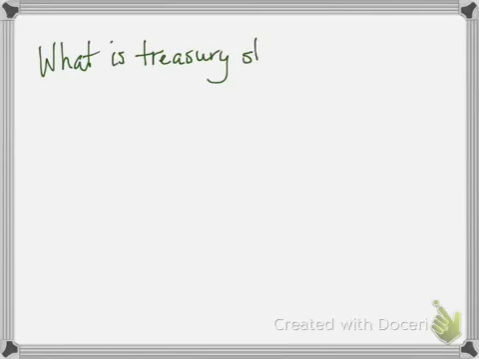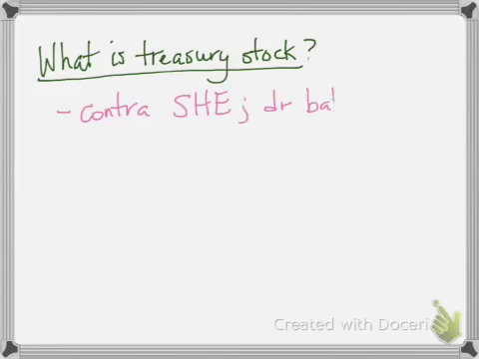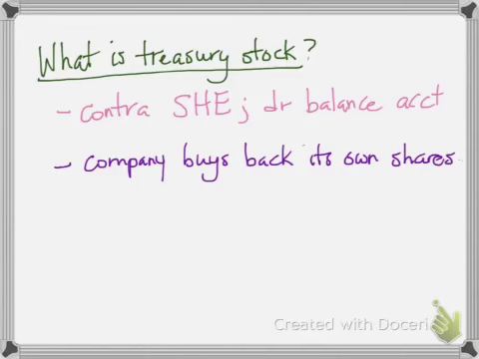So what is Treasury stock and how should we account for it? Treasury stock is a contra shareholders' equity account that has a debit balance. It shows up in the equity section of the balance sheet if a company has it, and it occurs when a company buys back its own shares.